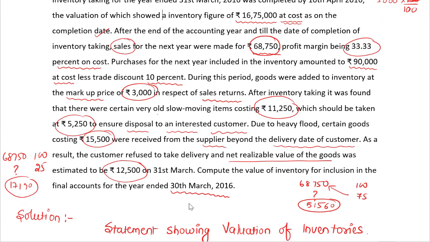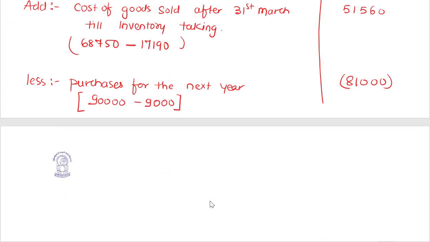During the year, goods were added to inventory at a markup price of 3,000. So we need to deduct the profit percentage and bring it to cost. If 3,000 is 100% at markup price, what would be the value of 75%? So 75 multiplied by 3,000 divided by 100, 2250. So we need to deduct 2250 from here.